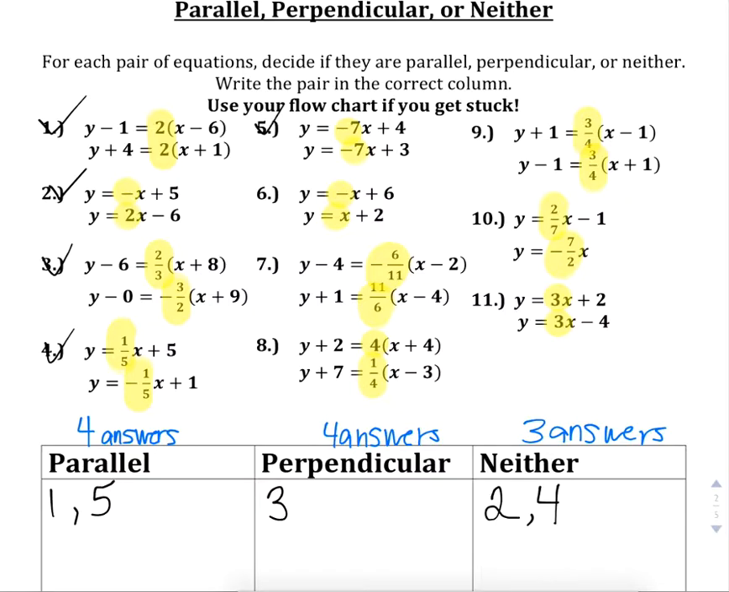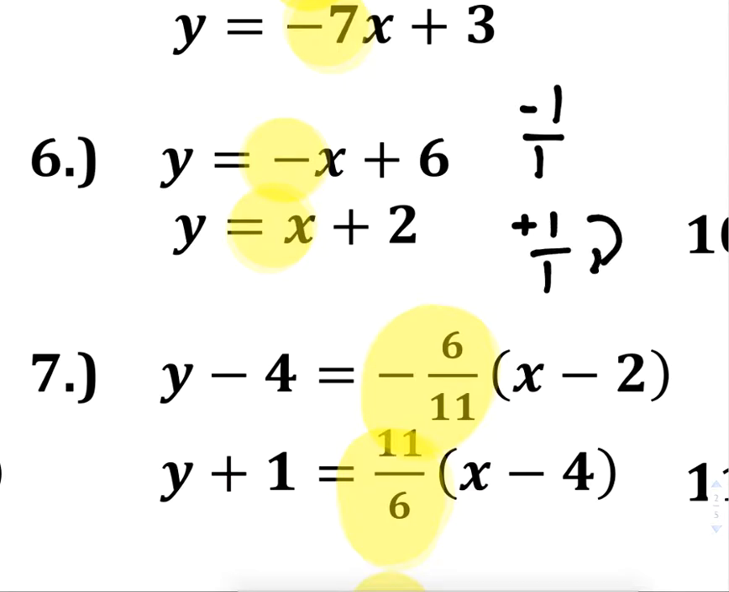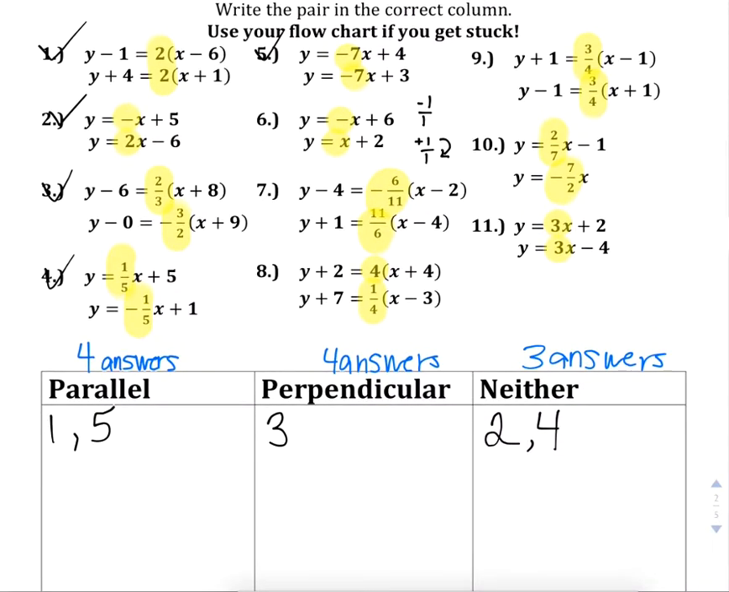Moving on to number 6. Number 6 is -1 and +1. This one's tricky. I want to look at this. If we were going to write this slope out as a slope, rise over run, we would say -1/1 and +1/1. Notice that this fraction is flipped, and we have one positive, one negative number. So, in fact, if I was to graph these, they would come out to be perpendicular. Number 6 is perpendicular. Number 7, we have -6/11 and 11/6. Notice my fractions are flipped. I have one positive, one negative. Number 7 is also perpendicular.